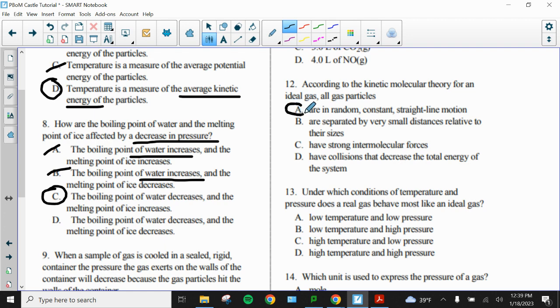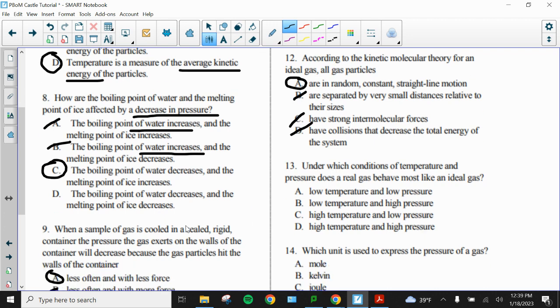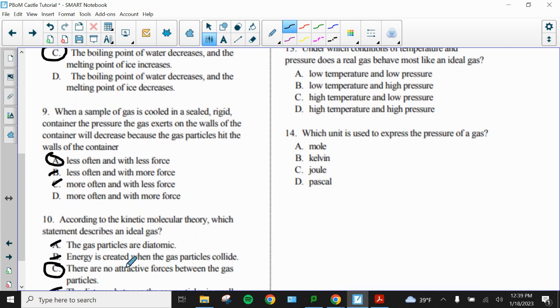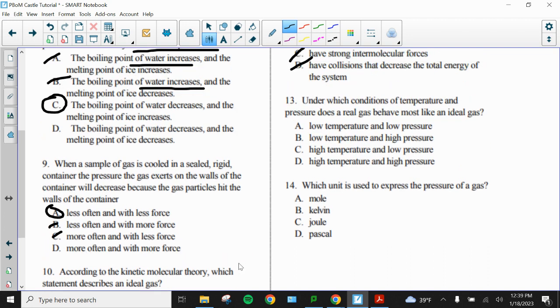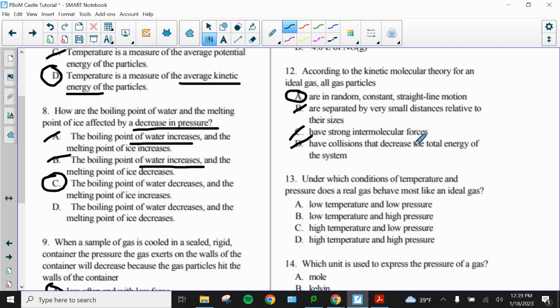Number 12, according to kinetic molecular theory for an ideal gas, particles are in random, constant, straight line motion. That is true. Separated by small distances? No. Lots of space. Strong intermolecular forces? No attraction. Collisions that decrease total energy? No. So notice this is the same question as this question, except the answers are different in a way that only one of them is right.